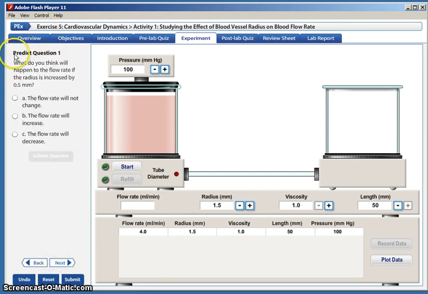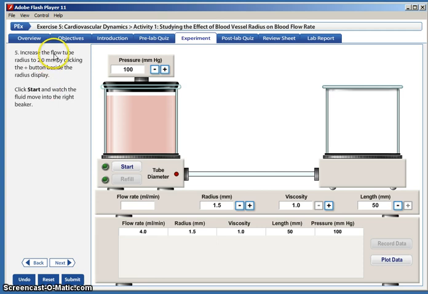Sometimes you have to tell us what you think will happen to the flow rate if the radius increased by 0.5 millimeter. So if we increase the radius, we are really going to decrease resistance. And we know that there's an inverse relationship, so if we decrease resistance, flow has to increase. So the flow rate will increase. We submit that, increase it to 2, and hit start.